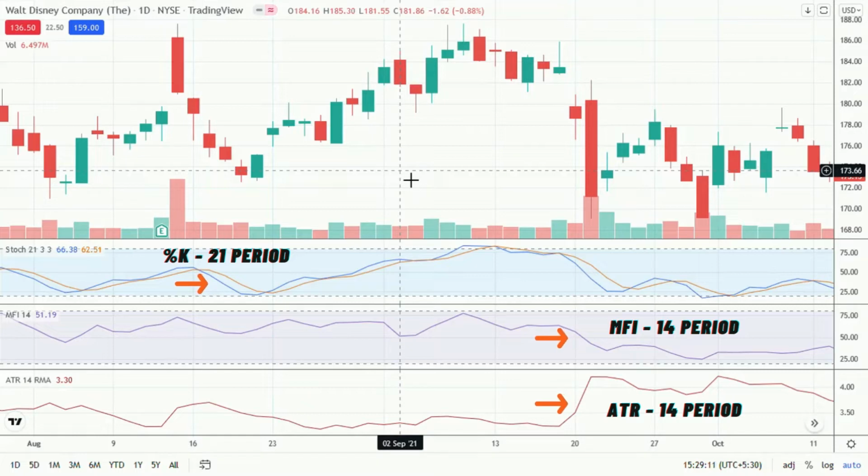Condition 3 says that the current ATR value has to be greater than its previous day's value. So current ATR value seems to be 3.30, which is on the 2nd of September. When we compare it with the value on 1st of September, which was at 3.27, clearly the current value is greater than the previous value. So condition 3 is met.